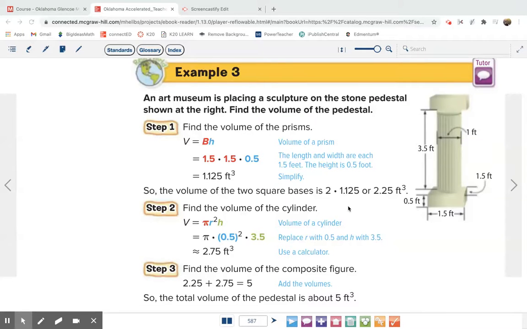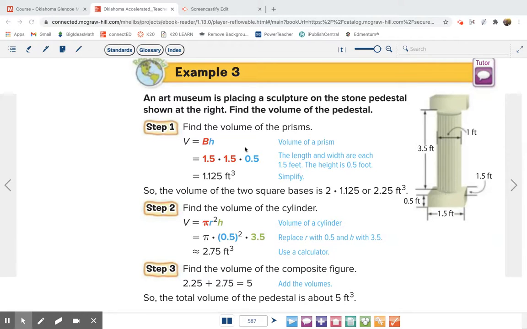Example 3, this one looks really complicated, but you just have to break it apart and then piece your answers together. So it says an art museum is placing a sculpture on the stone pedestal shown at the right. Find the volume of the pedestal. If we look at all the different shapes we have, this top and the bottom are the same shape, rectangular prisms, and then we have a cylinder connecting them.